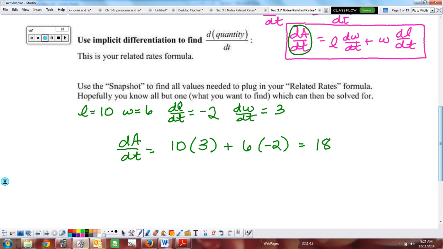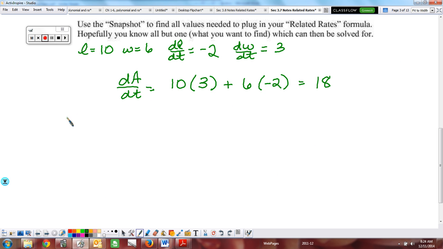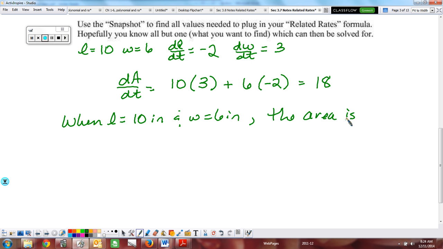So then we finalize and answer the question. When L is 10 inches and width is 6 inches, the area is positively increasing at 18 inches squared per second. Okay, so make sure you have your units correct, and then you're done with the problem. So that was a nice quick intro to your related rates.